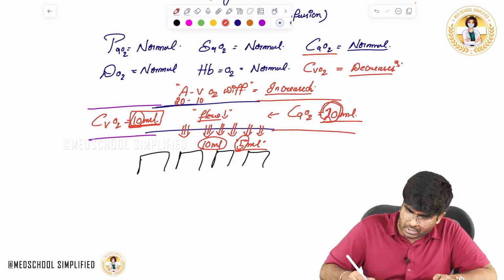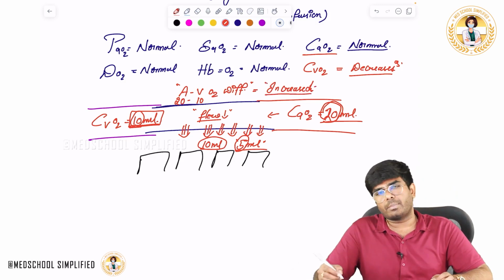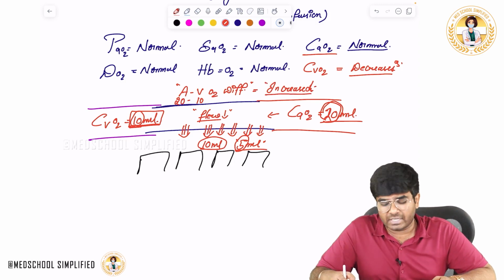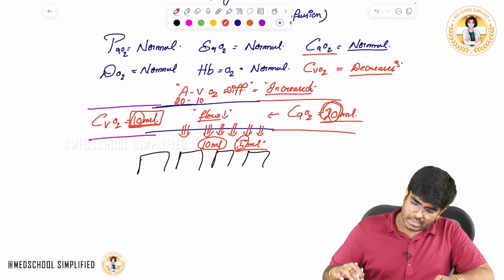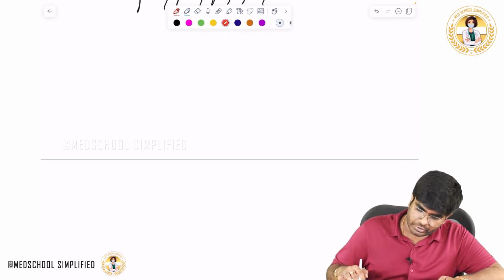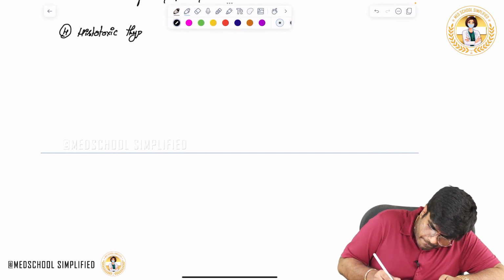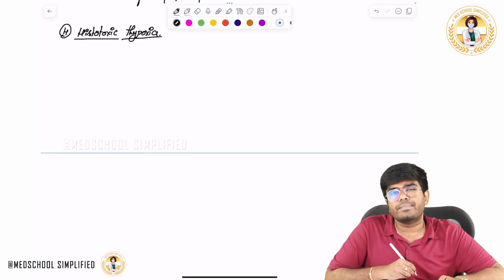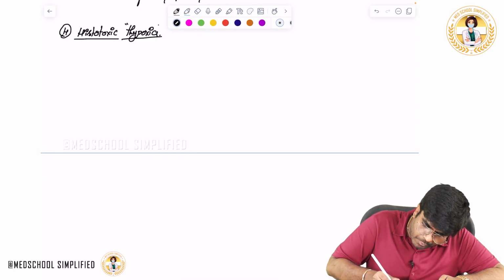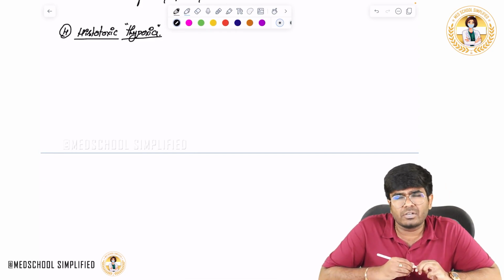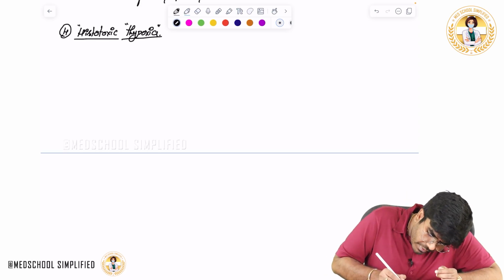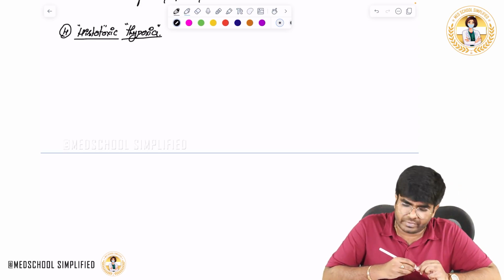Okay, the arteriovenous oxygen difference increases in this type of hypoxia called stagnant hypoxia, where there is a problem with the pump. Now after this, the last type of hypoxia which I want you to know is histotoxic hypoxia. In the name itself, there is hypoxia to the tissues. Less oxygen is going to the tissues. The problem is at the level of the tissues.